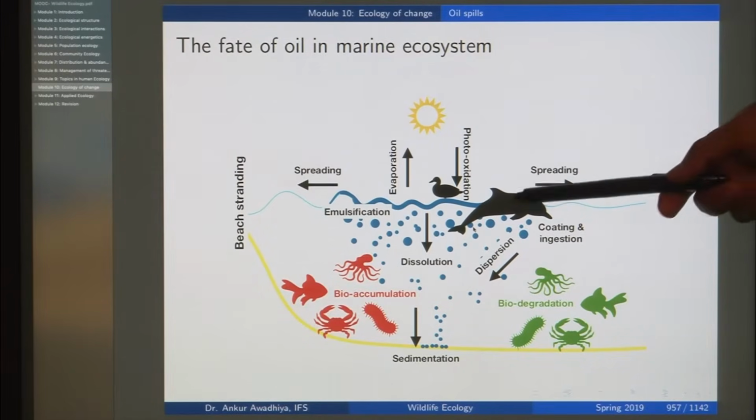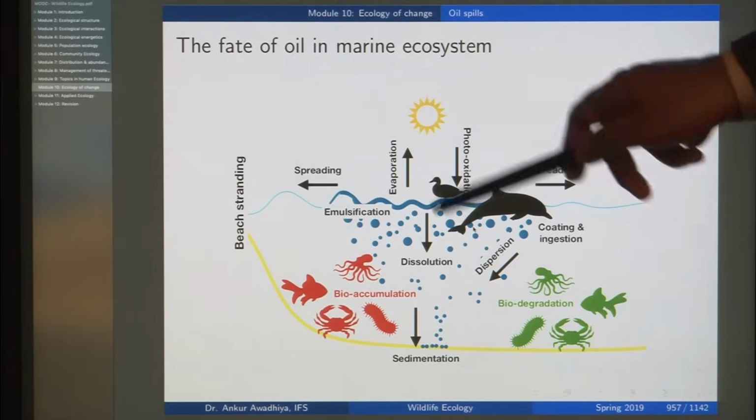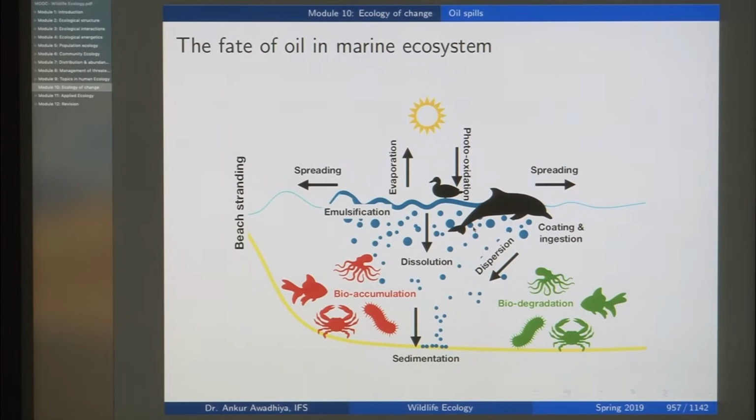Now, if there are things on the top, so if there is an animal that is coming to the top to have a gasp of air, it might get coated with this oil, or it might be eating up this oil. Even if there is some bird that comes to the surface, it might again get coated with oil, or this oil may get into its mouth parts or, say, lungs.